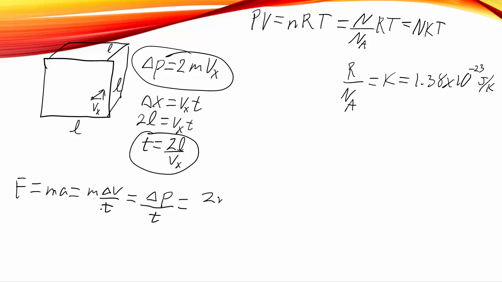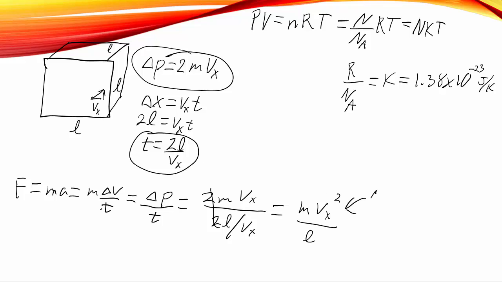So this is going to be 2m vx over 2L divided by vx, and that vx will come up top, and we can cancel out our 2's, so we end up with m vx squared all over L. Now this is the force on that wall due to one single particle.